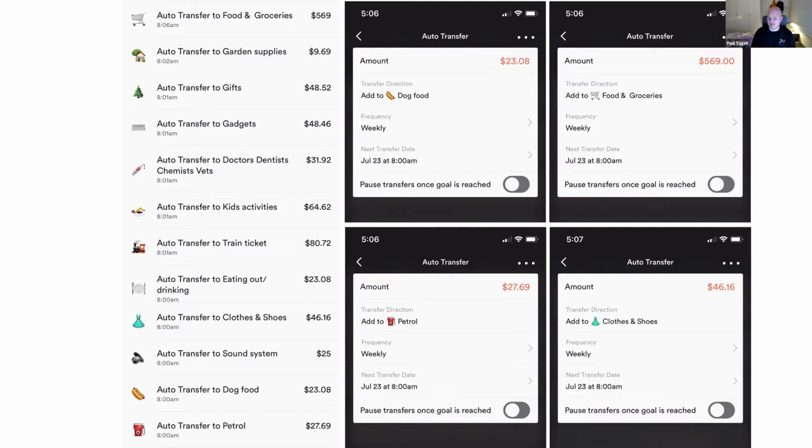Petrol is a similar sort of thing. So it's kind of one tank a month. So it's $27.69 per week. And by working this way, by the time we fill up again, the pool is also full.